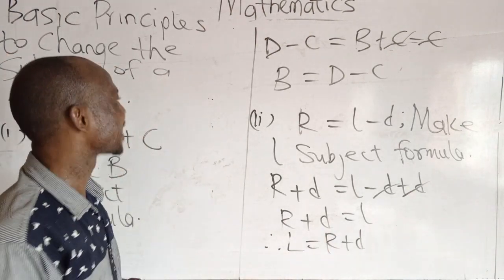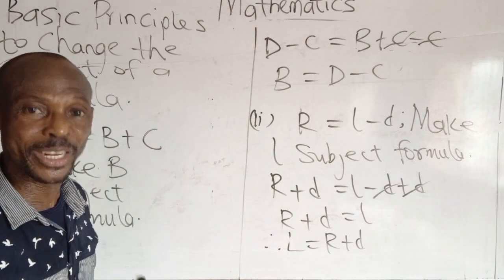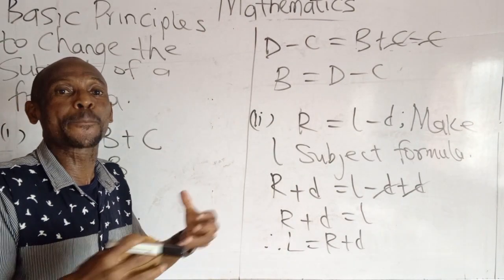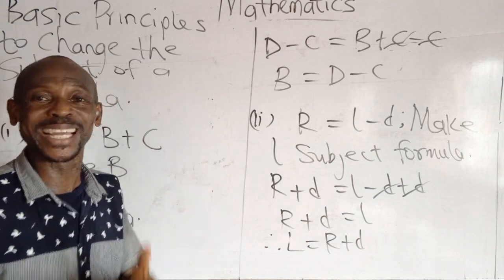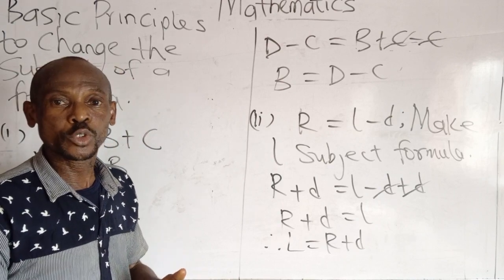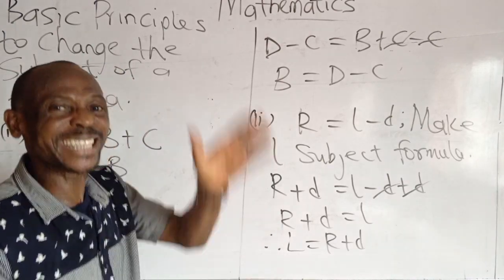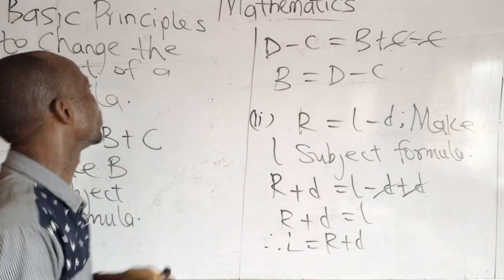We are going to look at the third principle. For the third principle, we are considering values that are multiplying themselves. When two or more letters are multiplying themselves, to move them to the other side of the equation, we use that letter to divide both sides.